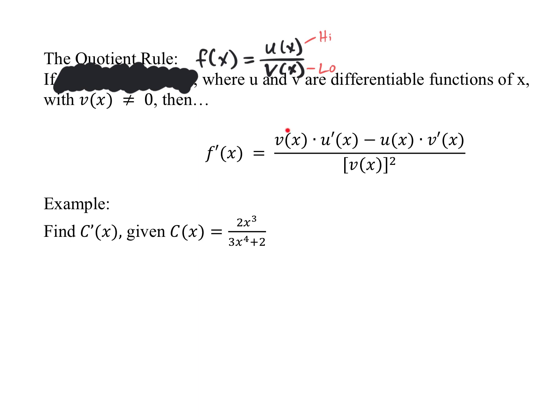Well, it's low d high minus high d low over the square of what's below. That's the quotient rule, and now you know it's low d high minus high d low.